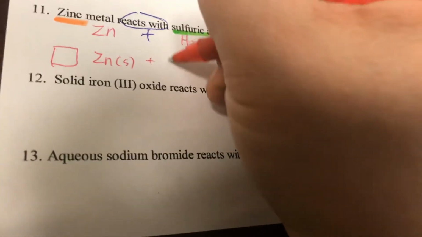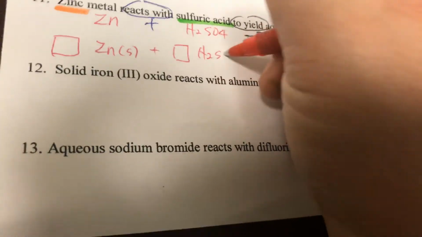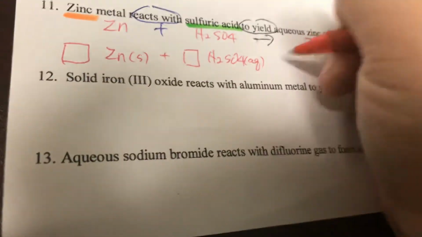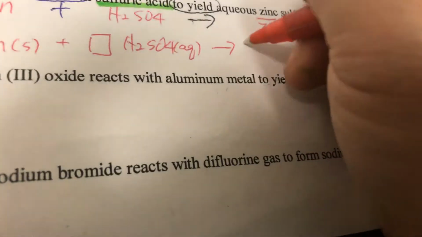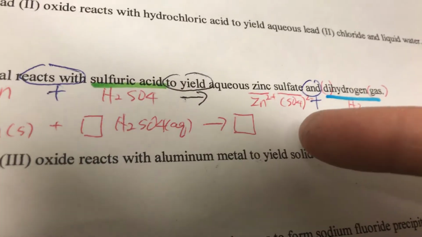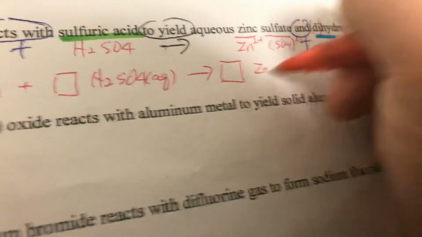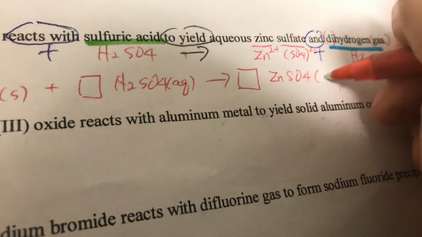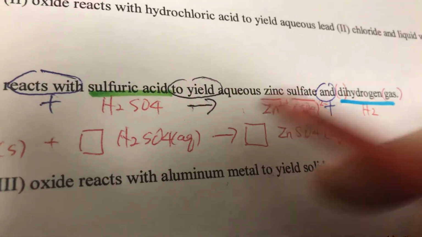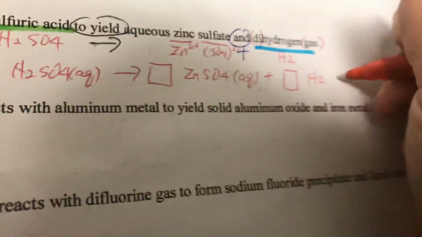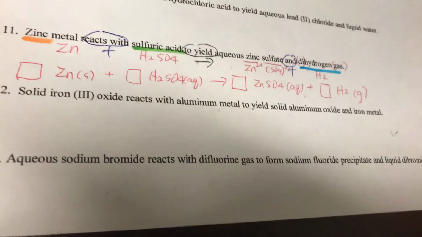And then plus, box, H2SO4. Now, it is an acid, so it's always aqueous, arrow, box. Here, you cross over, you simplify, you take away the wing, you take away the parentheses, and you get ZnSO4, which is AQ. It was given to you as AQ. And then plus, box, H2, and it's a gas. And if you balance them, you will get 1, 1, 1, 1.